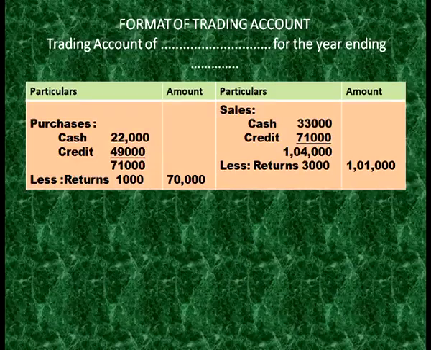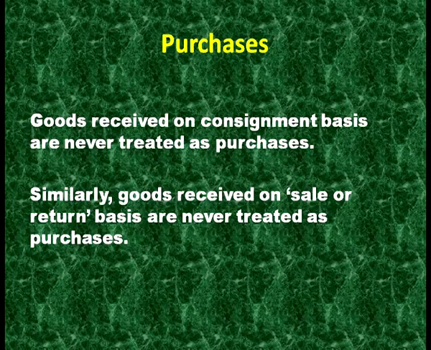You can see how it is shown in the trading account on the debit side. Purchases, cash purchase and credit purchase, both of them are added. From that, the returns is subtracted and 70,000, the net purchases, is shown in the outer column of the trading account. Goods received on consignment basis are never treated as purchases.